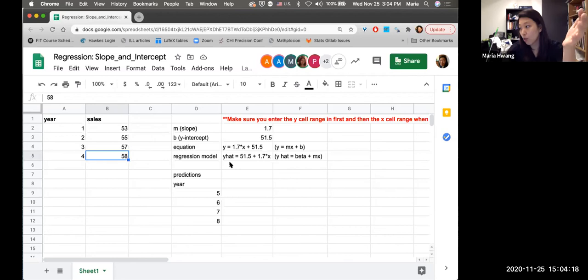Okay, but now really is the important part. We want to make some predictions, right? Specifically, we want to make predictions for year 5, 6, 7, and 8, okay? So this is how we're going to do it.